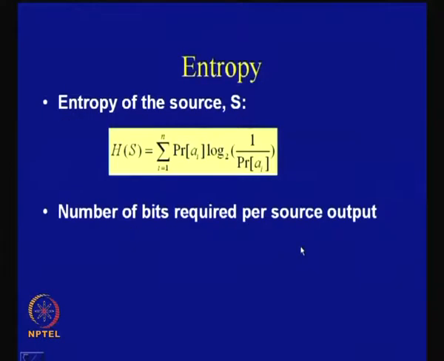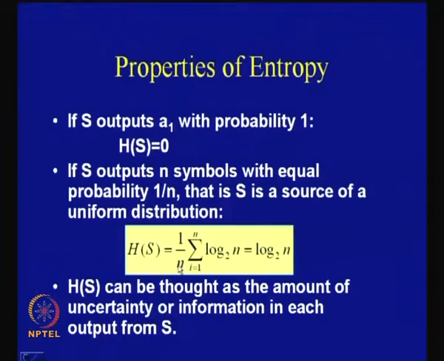So what is the entropy of the source S? The entropy of the source S is defined as H(S) equal to the sum of probability of ai multiplied by logarithm of 1 by probability of ai, base 2. So this actually gives us the number of bits which are required per source output. So this notion of entropy is often useful for computing the information content.